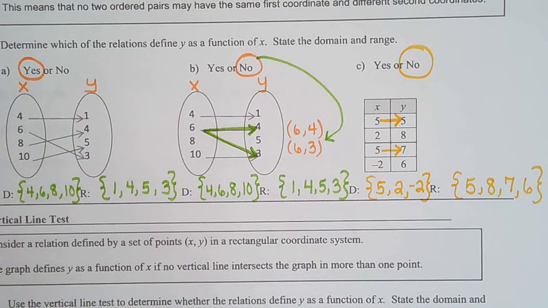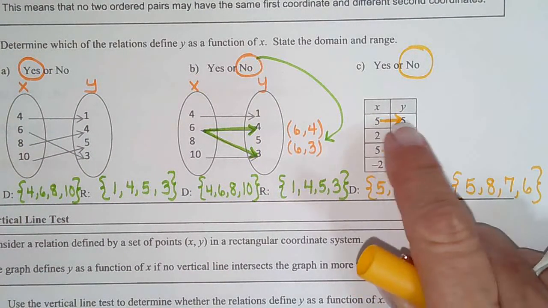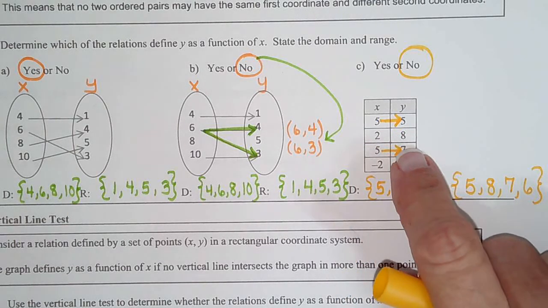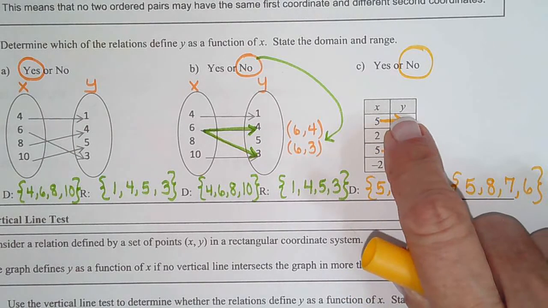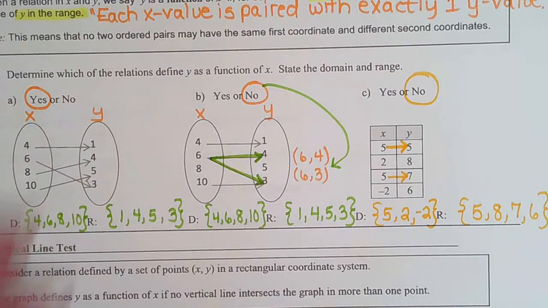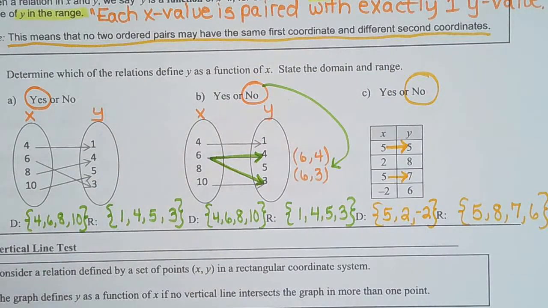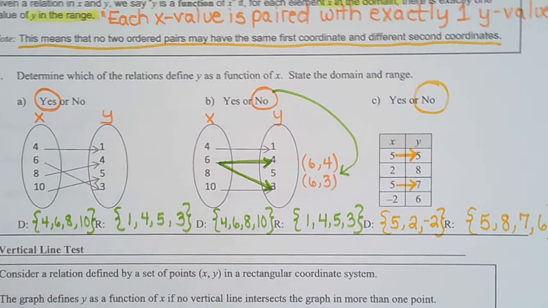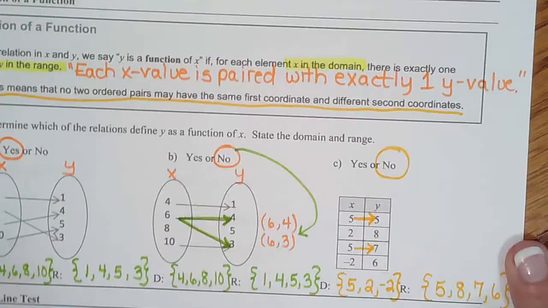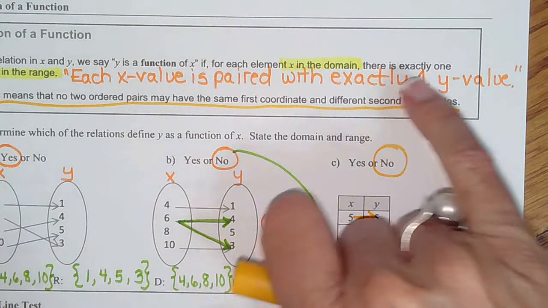Okay, so look for a repeated x. If you see one, look and see if it's paired with two different values. If this had been 5, 5 again, then it would have been a function. But because it's paired with a 5 here and a 7 here, that makes it not a function because of this right here. So it can't have two different y values. And also because of here, each x is paired with exactly one y value.